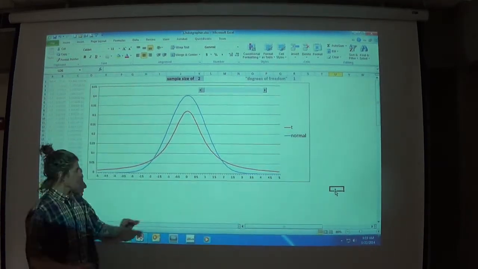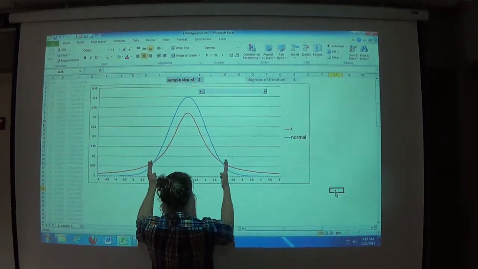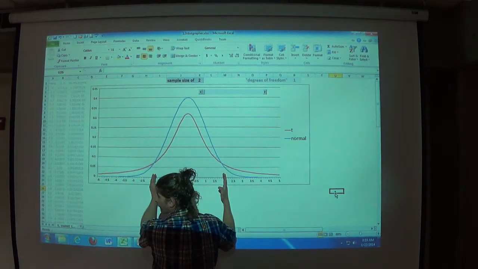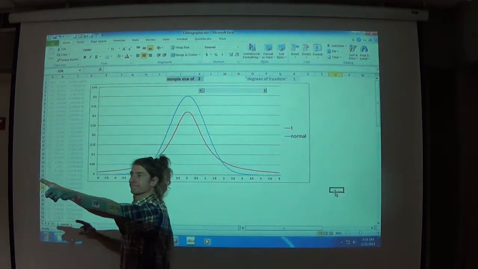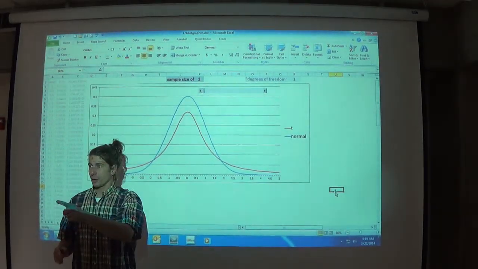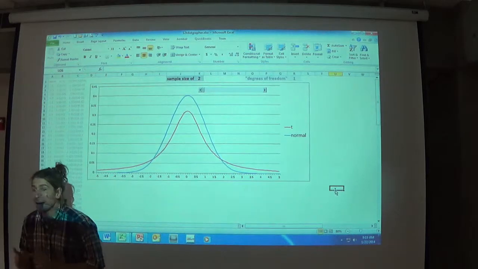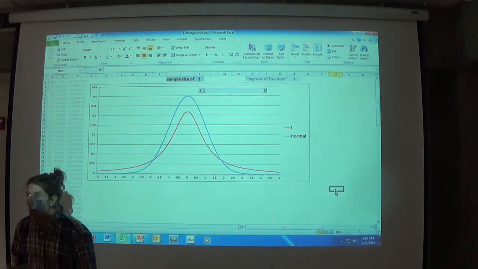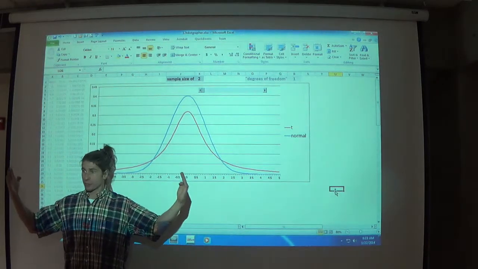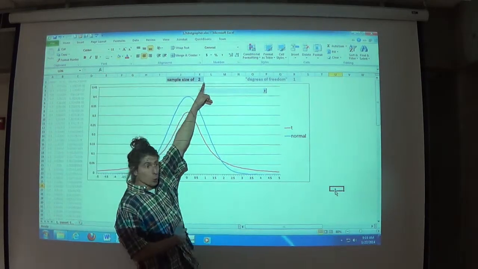Which means, friends, if we go -2 to 2 on the blue curve, we've captured 95%, yes? How about on the red curve? Less. Key. It's less than 95% on the red curve. Which means, in order to pick up 95% confidence, we're going to have to go wider to add up the area to get 95%. Now, that's a sample size of 2, of course.